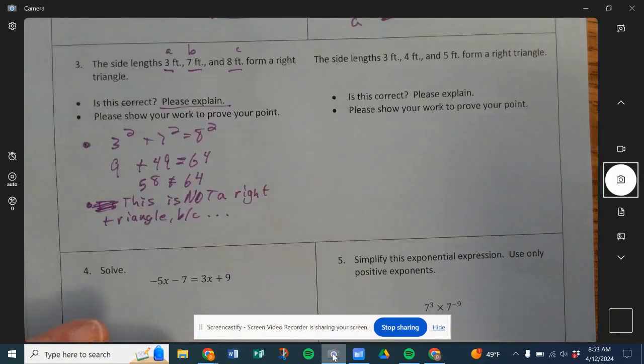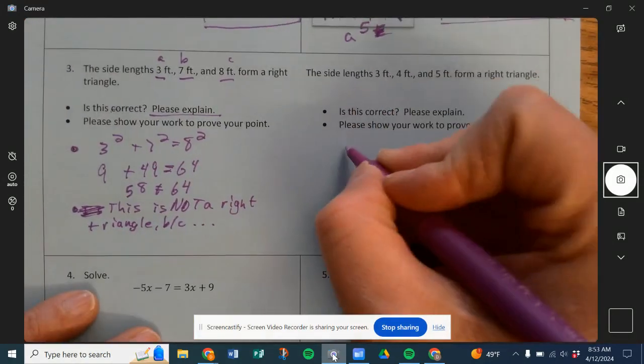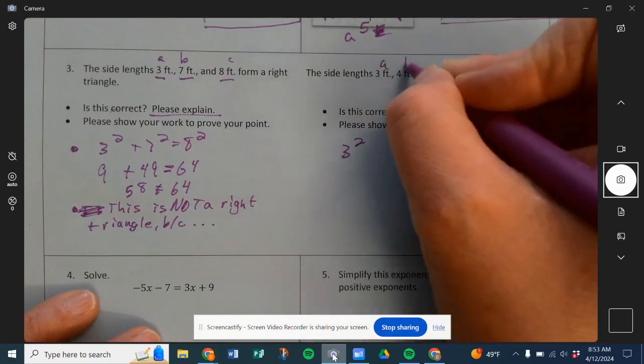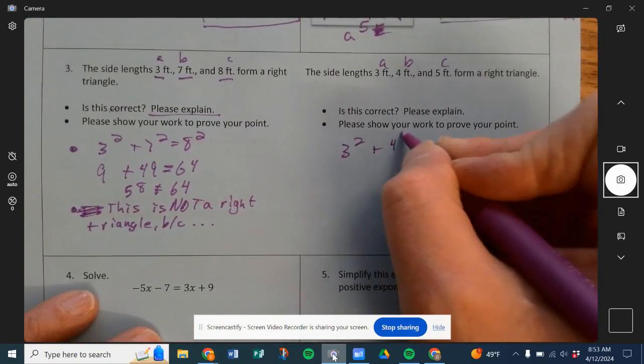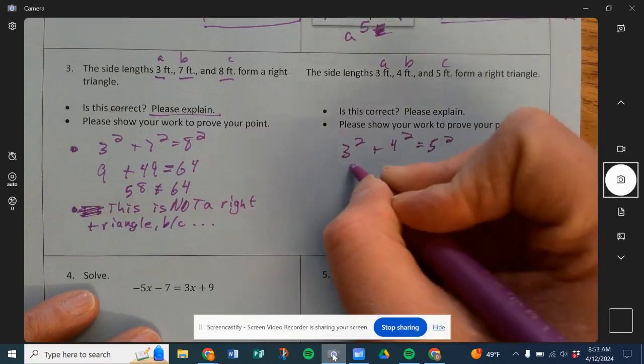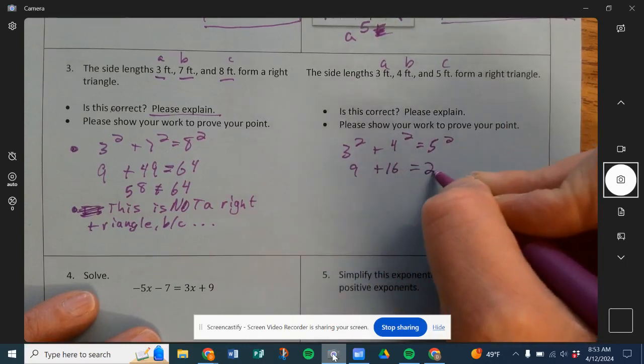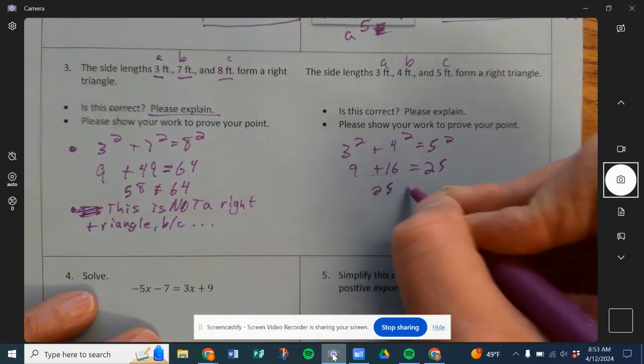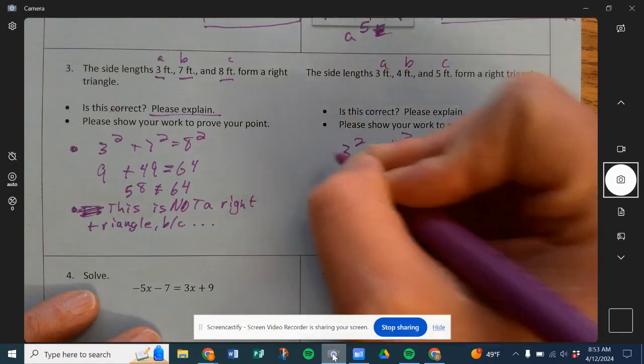We're going to do the same thing here. 3 squared, that's A, B, C. So 3 squared plus 4 squared equals 5 squared. 3 squared is 9, 4 squared is 16, 5 squared is 25. Add those two together, and we get 25 is equal to 25. So that's your work right there.